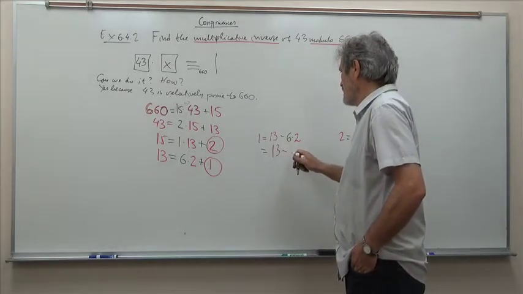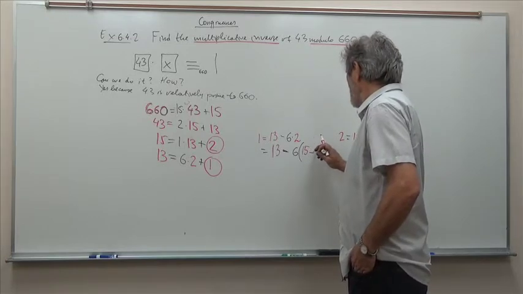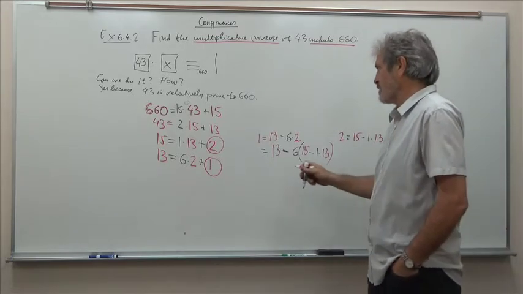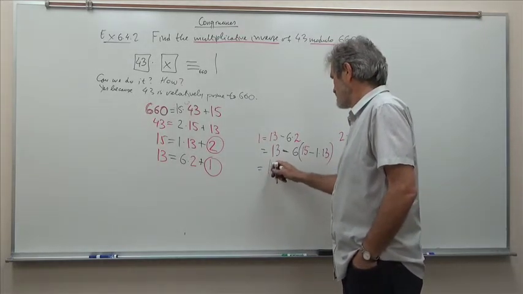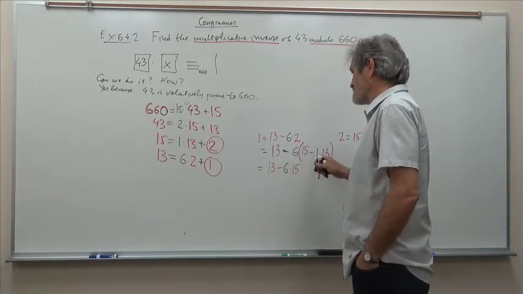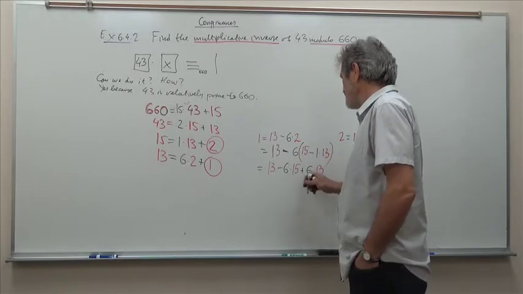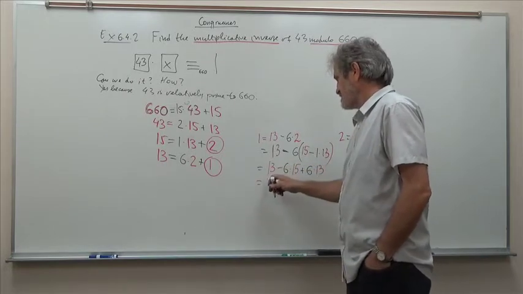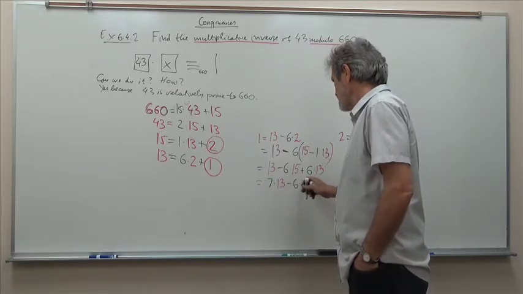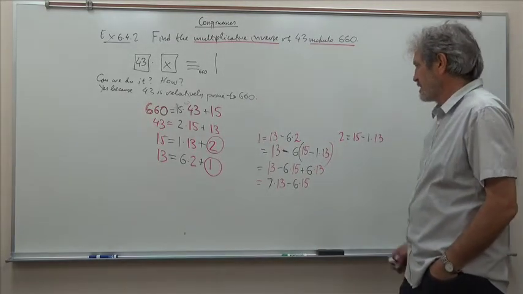13 minus 6 times 15 minus 1 times 13. Never multiply red numbers, just black ones. So in algebra, it's 13 minus 6 times 15, minus 6 times minus 1 is plus 6. I multiply them, plus 6 times 13. So I get 7 times 13 minus 6 times 15. By the way, I can check that 91 minus 90 is 1, so it's all good. Now what do we do?